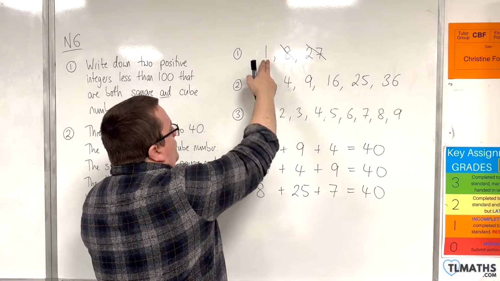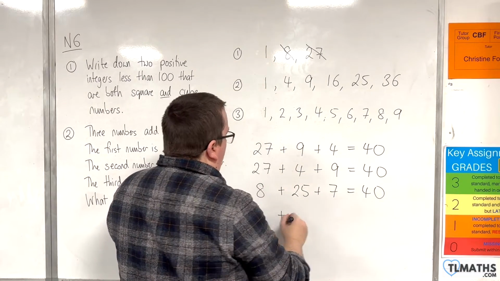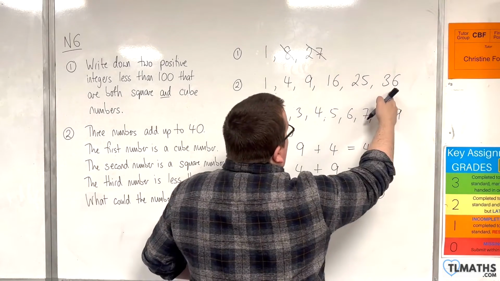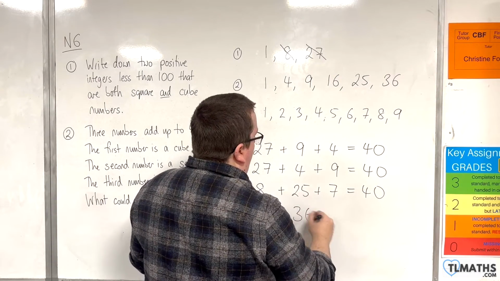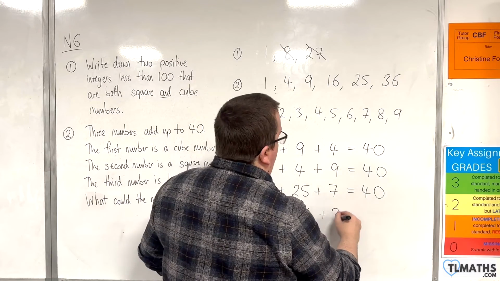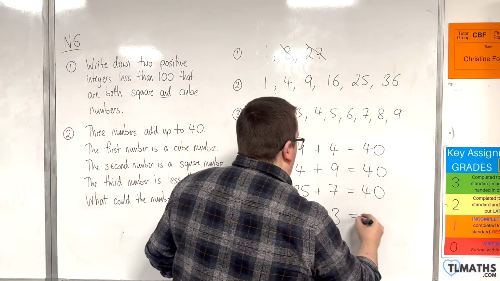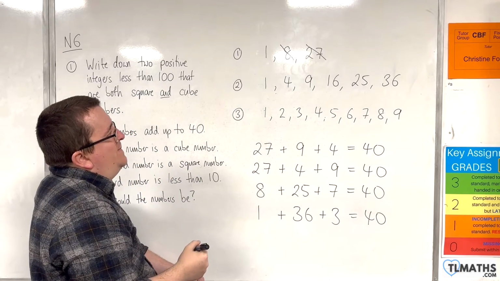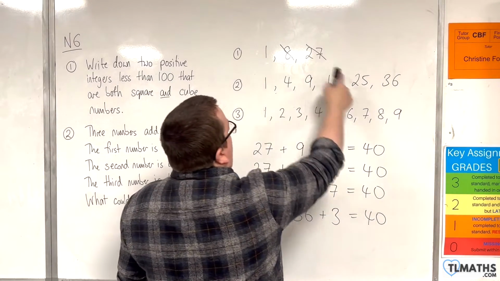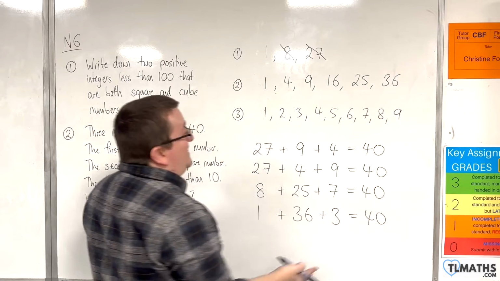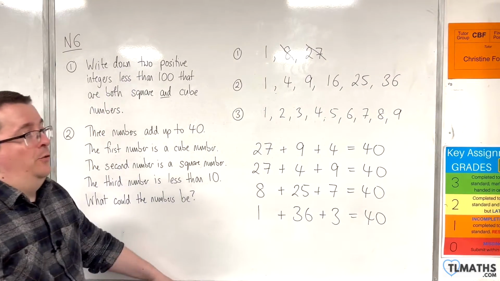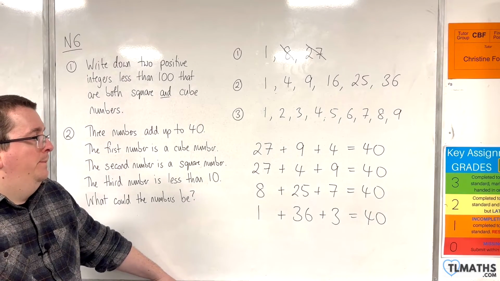How about the 1? So 1 is a cube number. 1 plus 36 would make 37, plus 3 would make 40. Okay. 1 plus 25 is 26, and I would need 14 to add on, but 14 isn't less than 10.